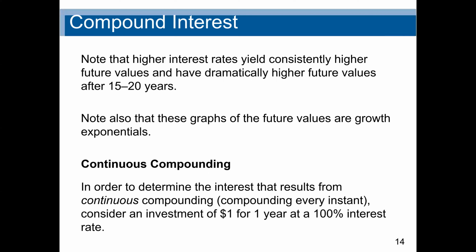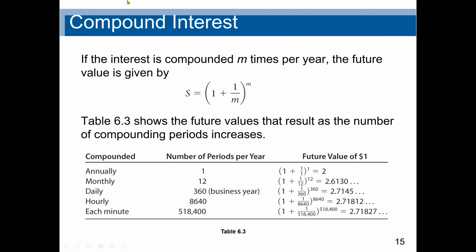Now, in order to determine the interest that results from continuous compounding, which is compounding every instant, we should consider an investment of $1 for 1 year at a 100% interest rate. Here we can see that if the interest is compounded m times per year, then the future value is given by the formula S equals (1 plus 1 over m) to the power m. The table here shows the future value that results as the number of compounding periods increases.